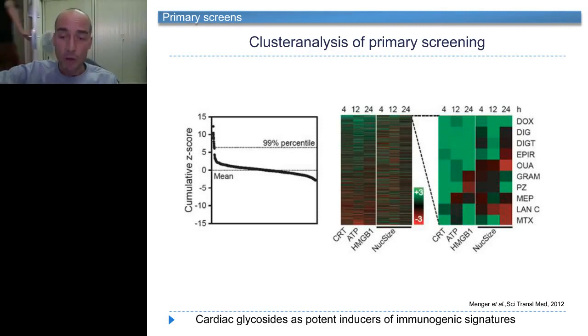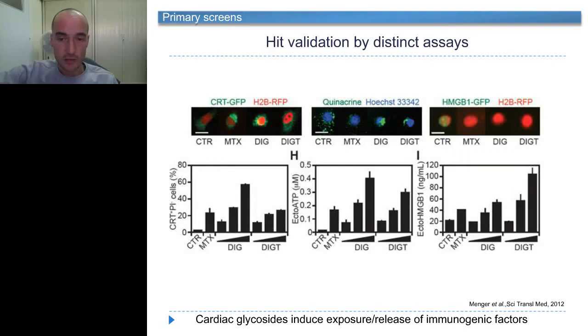in vivo model. But apart from those already confirmed hits, we found a group of chemicals that belong to the cardiac glycosides cluster. Those cardiac glycosides were then further validated, so we focused on two compounds from that group, which is digoxin and digitoxin. We focused on those because those have been, and digoxin still is, widely used in clinics. So this was the most interesting for us.